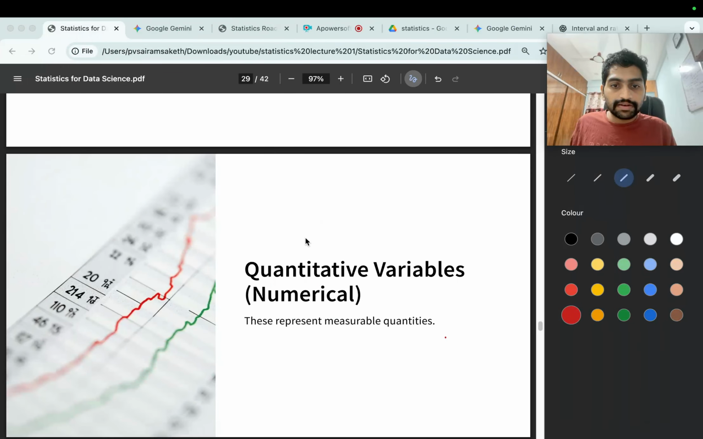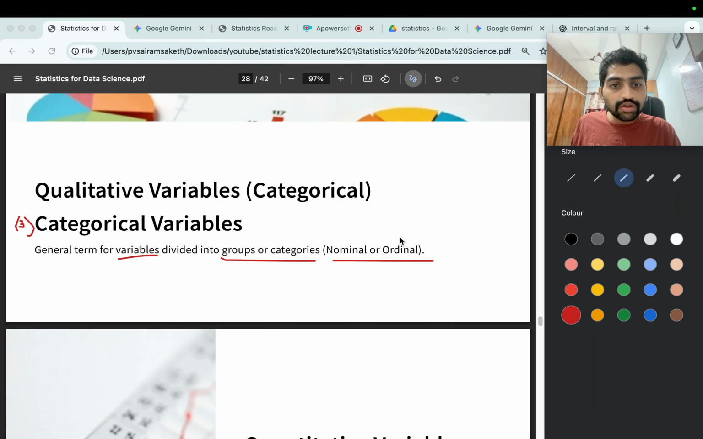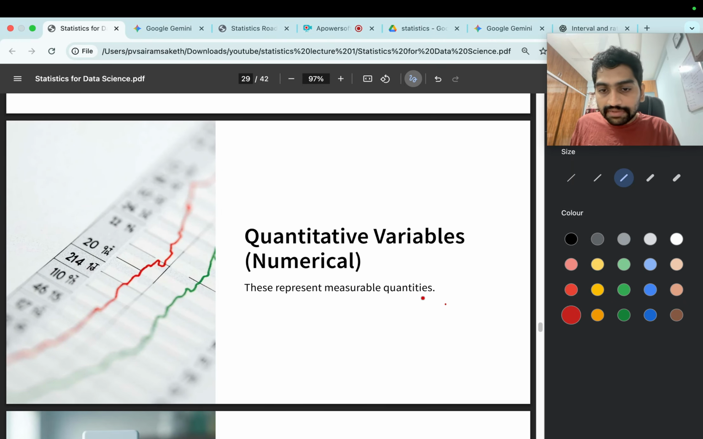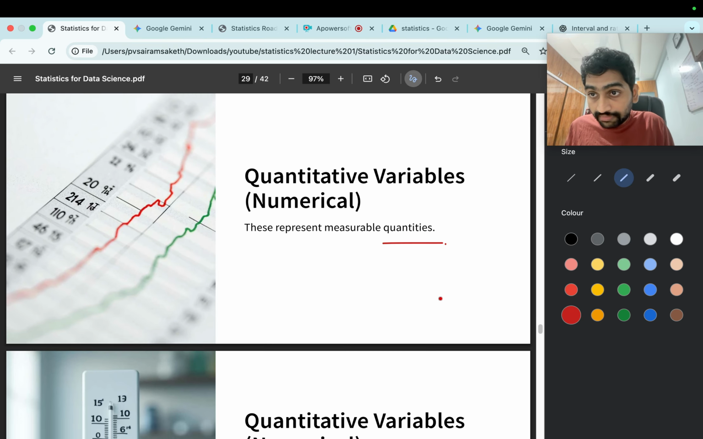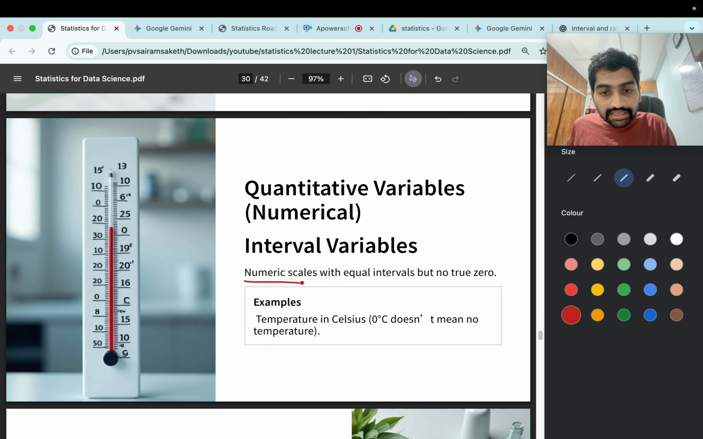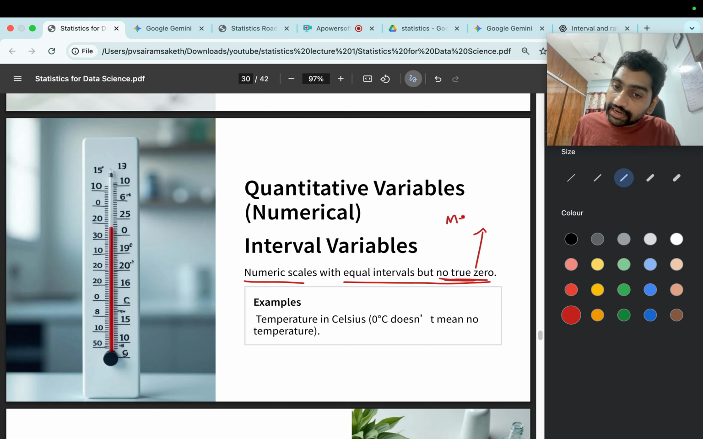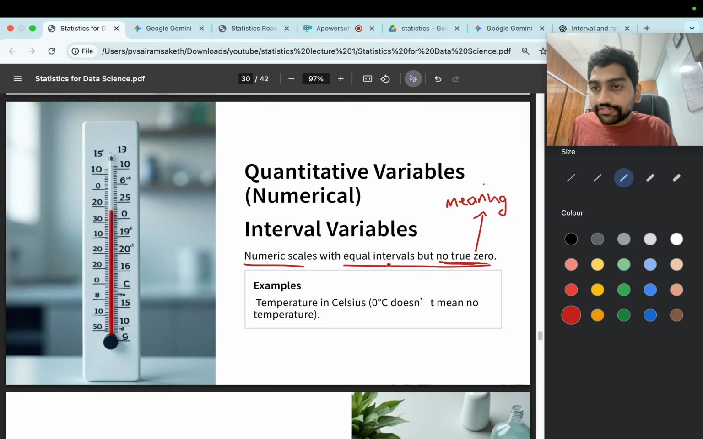So we'll go to this presentation. What are quantitative variables? These represent measurable quantities. Here the prices are measurable in number format. Interval variables are numerical scales with equal intervals but no true zero. Not a true zero means this zero has some meaning. So if zero has a meaning, then the data is said to be an interval variable.